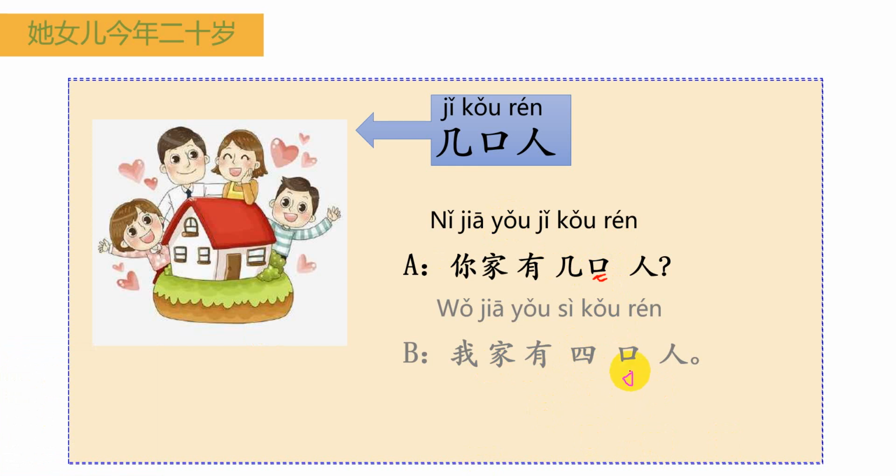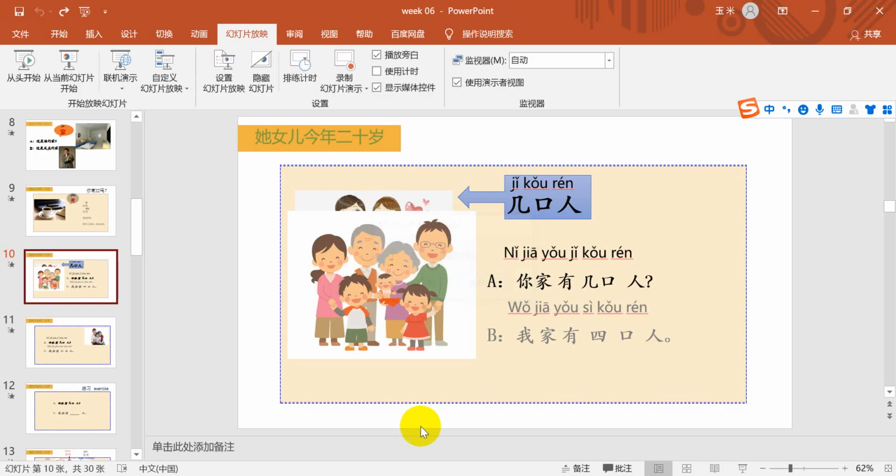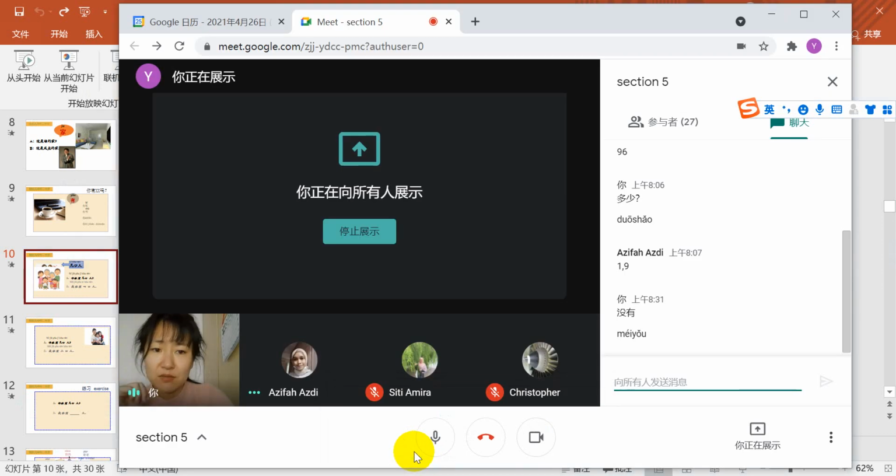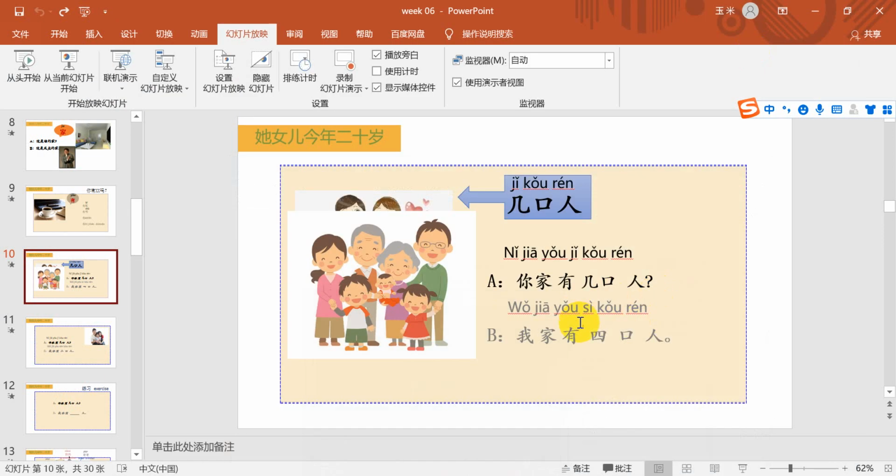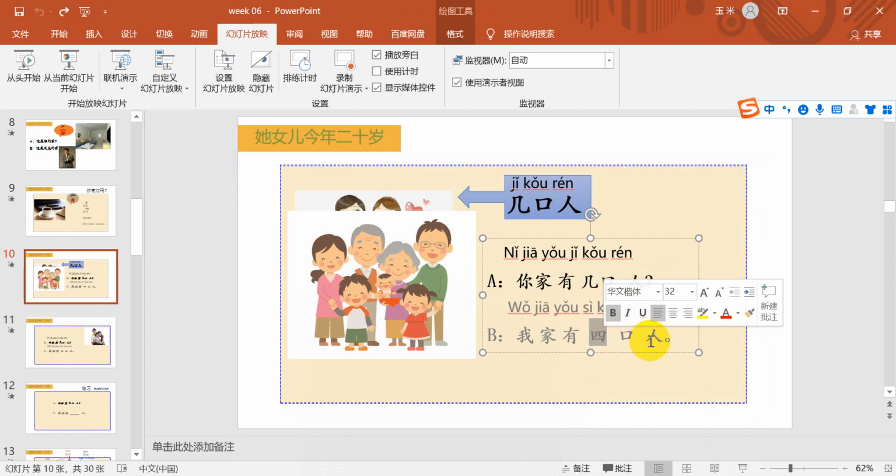In English, if there are just 4 people, we say 4 people: the number and the object. But in Chinese, if we want to say, for example, four family members, 四口人, 口 is the measure word. We use the measure word in the middle of the number and the object. Here the number is 4 and the object is 人, but we put the measure word in the middle.